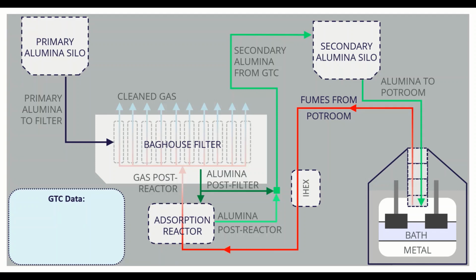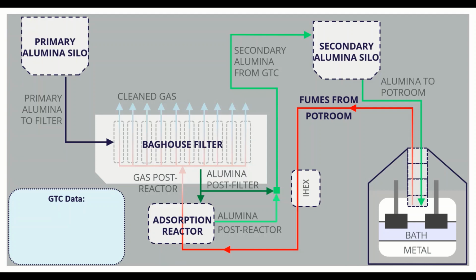GTC data for the digital twin comes from three places: the fumes, the filter compartments, which are each made up of an adsorption reactor and a baghouse filter, and the silos. The primary silo stores fresh alumina shipments, while the secondary silo stores alumina that has already been processed by the GTC and is ready to be sent back to the electrolysis cells.